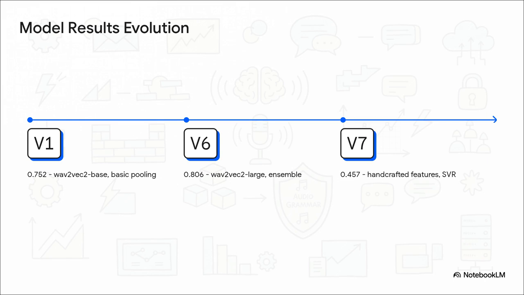And notice version 7 on here, we experimented with adding handcrafted features combined with tenfold CV and an SVR, and it actually dropped the score to 0.457. Showing this kind of iteration, both the big wins and the failed experiments, proves to an examiner that you were doing real scientific machine learning work.